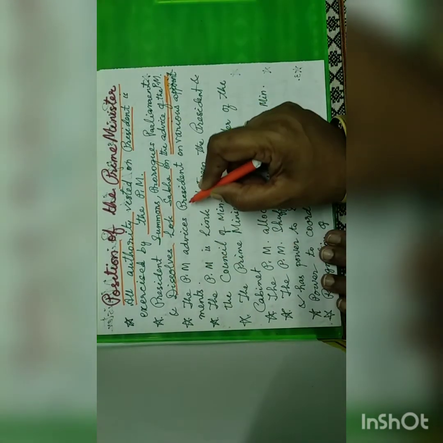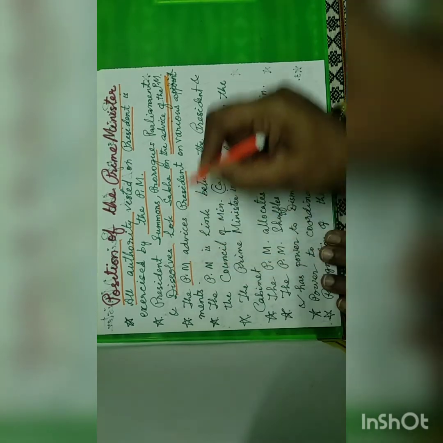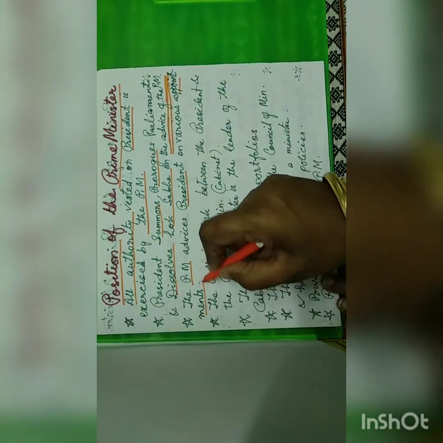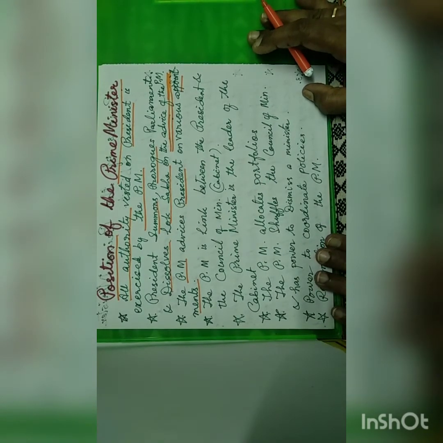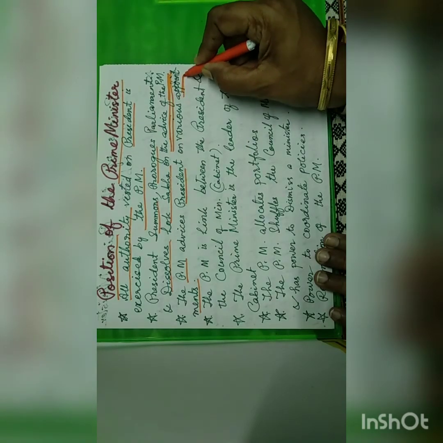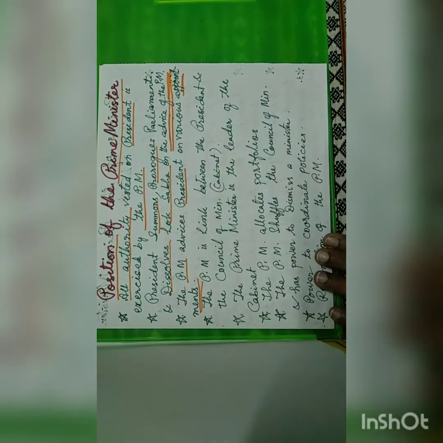The Prime Minister advises the President on various appointments. We had learned the appointment of Council of Ministers, judges of Supreme Court and High Court and governors. All those appointments are done by the President only on receiving a report from the Prime Minister.